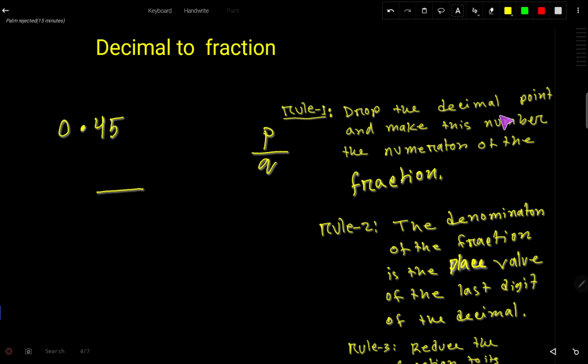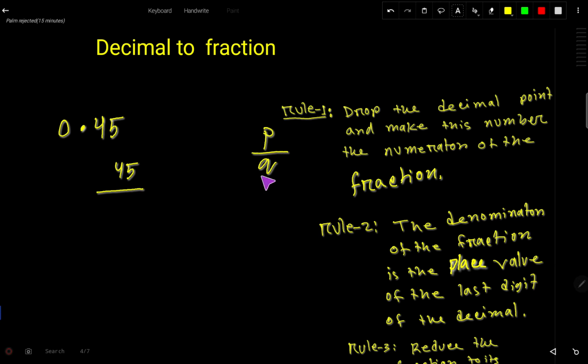Just drop the decimal point and write the number that you are getting. So we are getting this. 0 has no value actually here, so we can omit this 0.